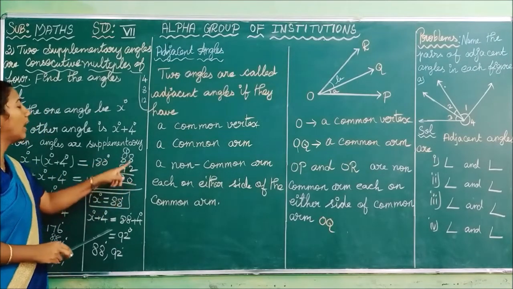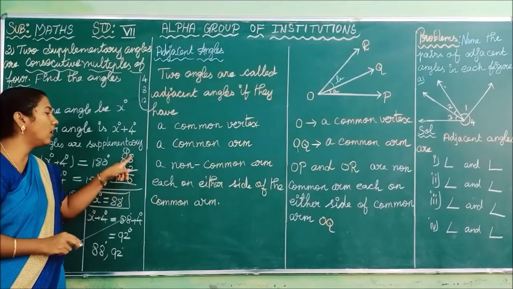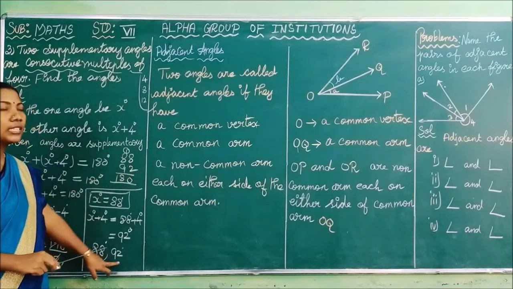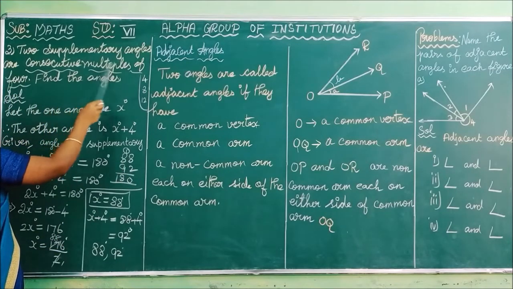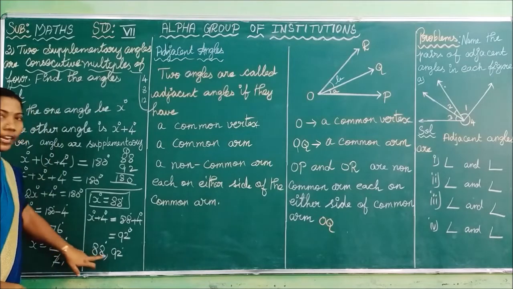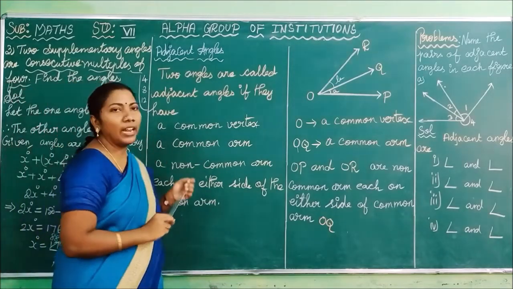So if you add any two angles, if the answer is 180 degree, then we can call those angles supplementary angles. So our answer is correct. So we have found the two supplementary angles which are the consecutive multiples of 4 and they are 88 and 92. Okay. Next we are going to see another pair of angles.